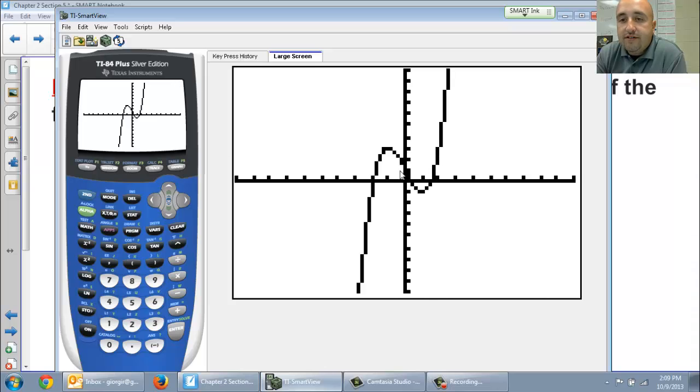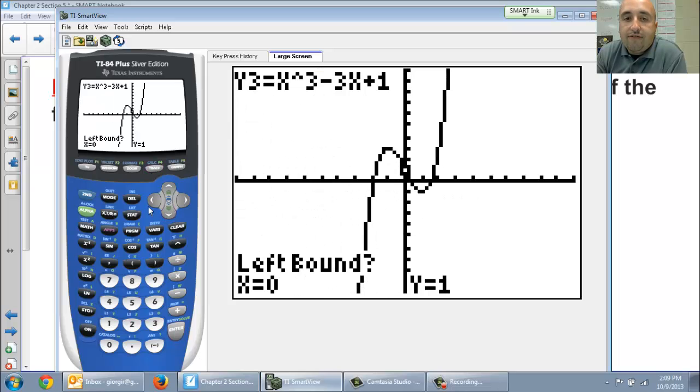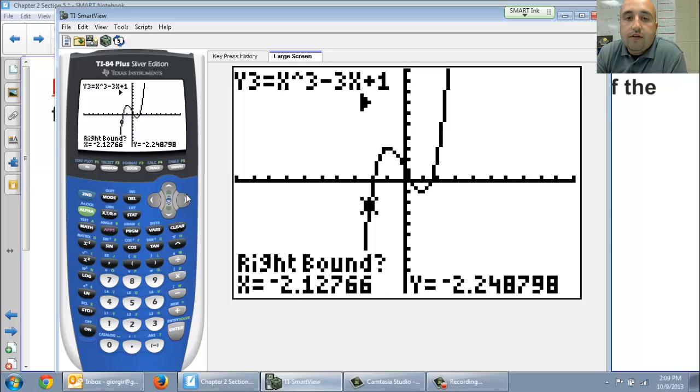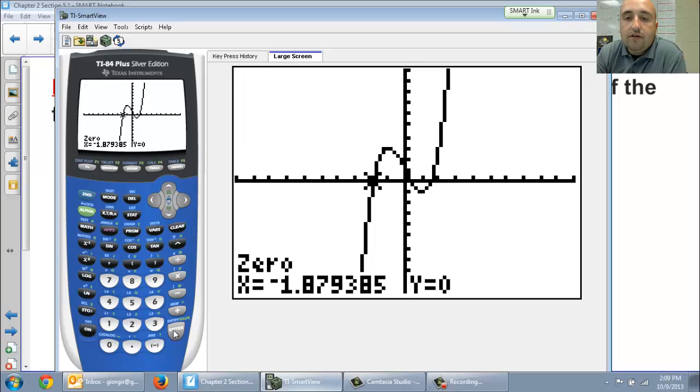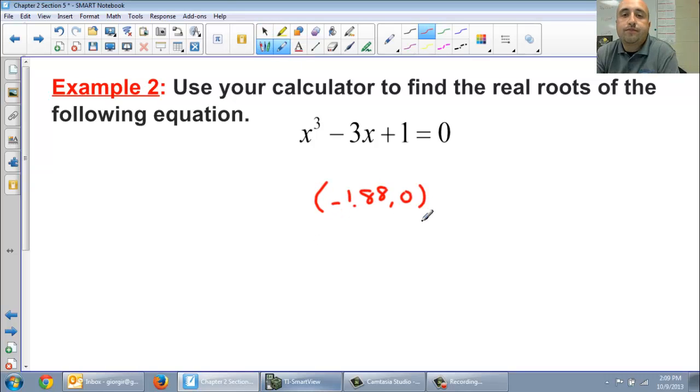Okay, once again, this one has 3. So I'm going to find the one on the left first. So second trace, 0. Let's do the one on the far left. So left bound would be right below it. Enter there. Right bound would be above it now. Enter there. Guess means enter. Negative 1.88, comma 0.